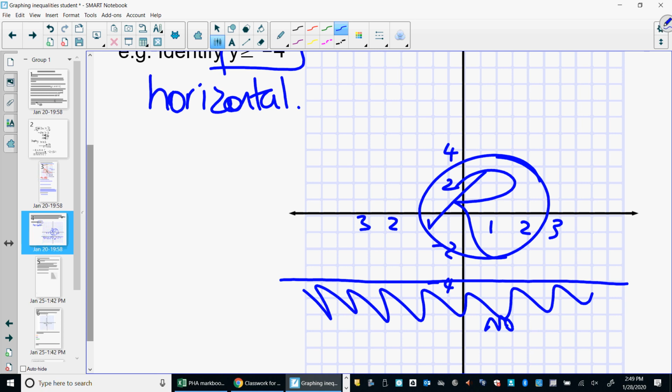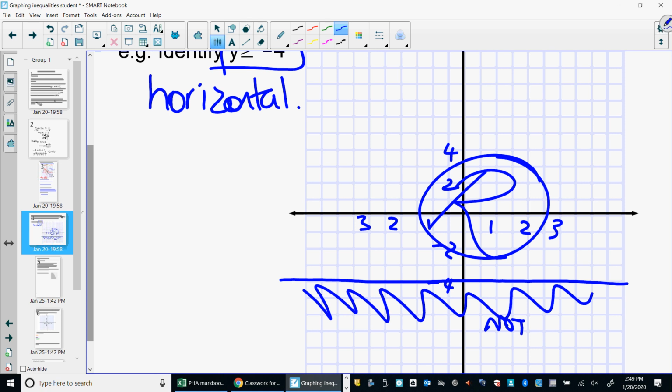It says to shade what does not satisfy. So we would shade down there. What I'm trying to get with these notes is that it could be any of these options. Wait, the dotted line is if it's not. Correct. But we're getting the idea, yes?